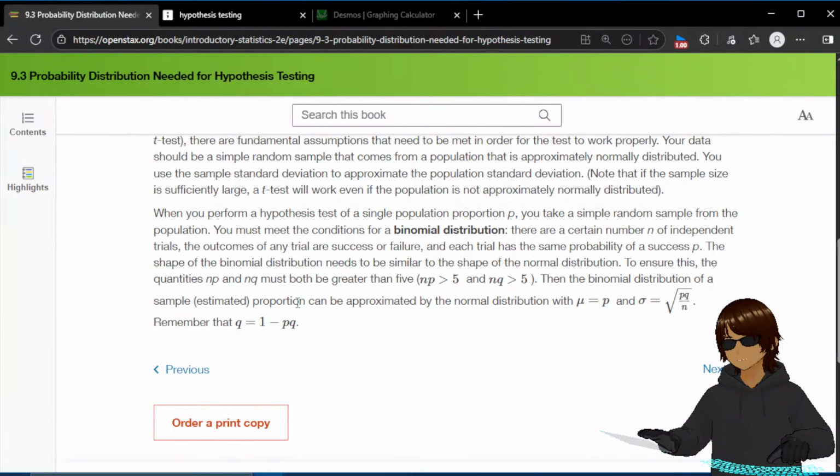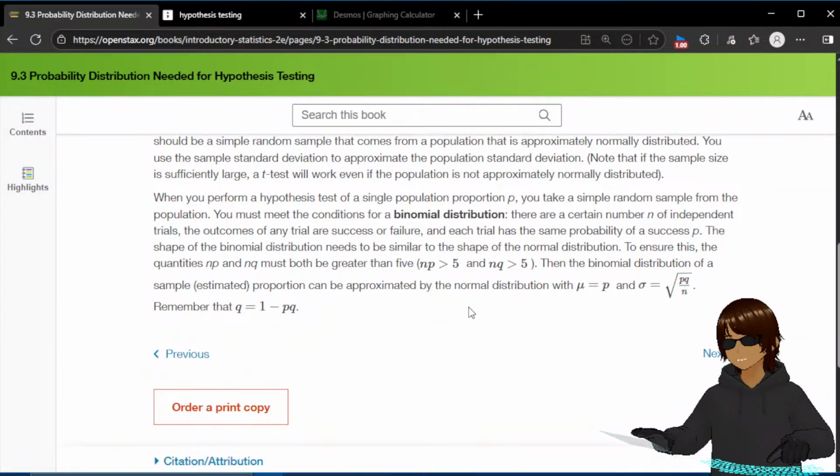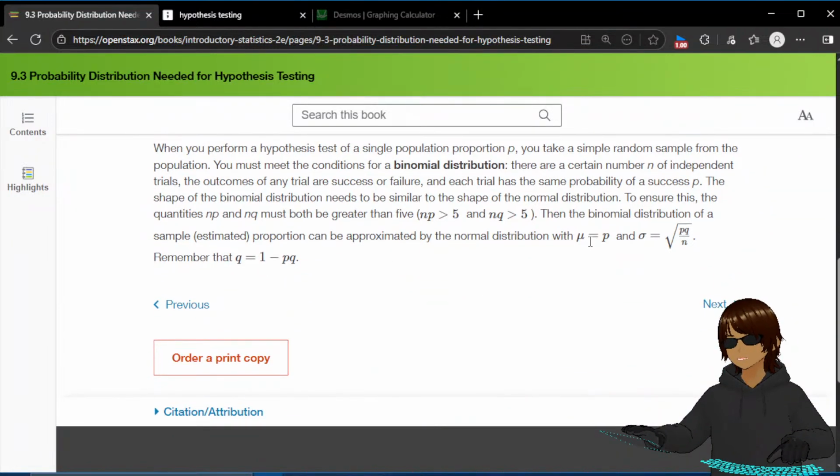Then the binomial distribution of a sample proportion can be approximated by the normal distribution with mu equal to p and sigma equal to the square root of pq over n.